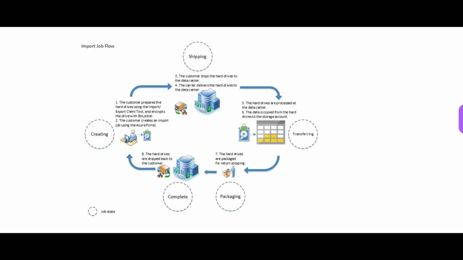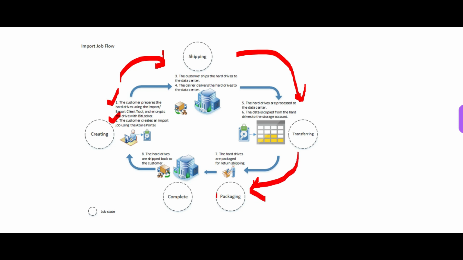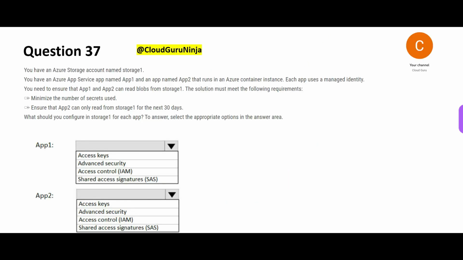So you can use this diagram to understand how import export works, what are the steps. It starts from here, step 1, 2, okay, then it goes here, you ship it, then it comes here, you transfer the data, you package it, and you complete the process. Now let us look at this next question.